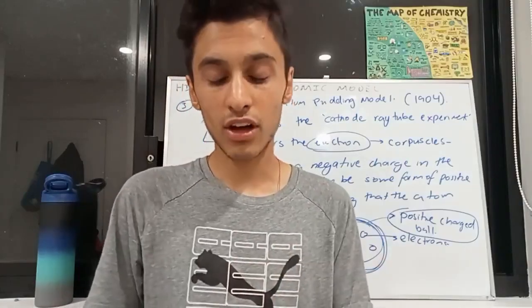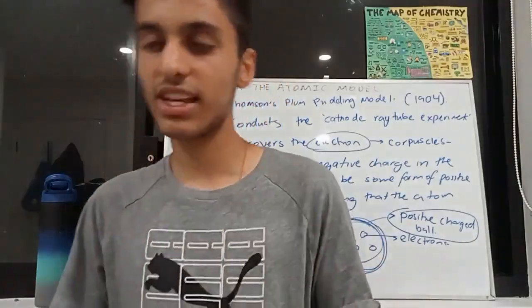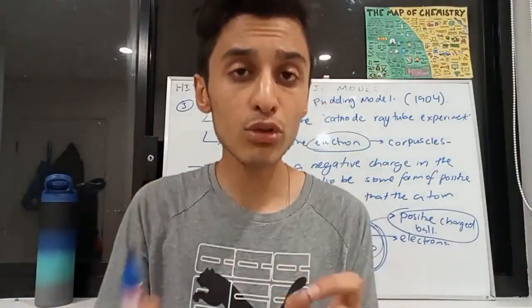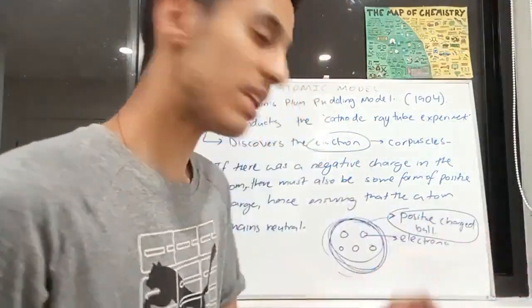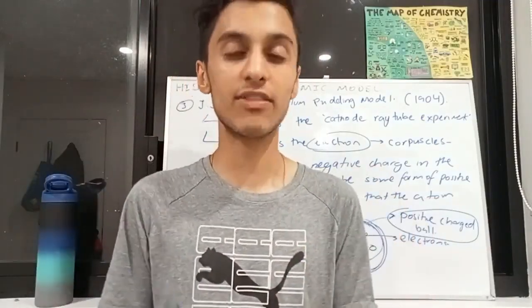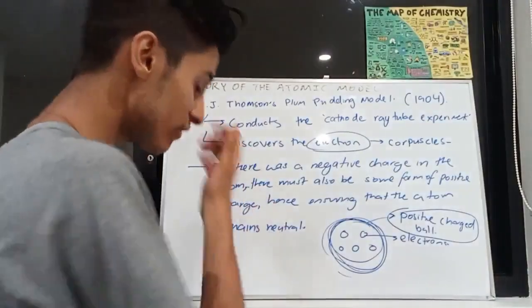So if asked to describe the model, don't jump straight in and say there's a proton with smaller electrons attached onto it, because protons were not discovered. You can use the term electrons, but please don't use the term protons, because they weren't discovered then.